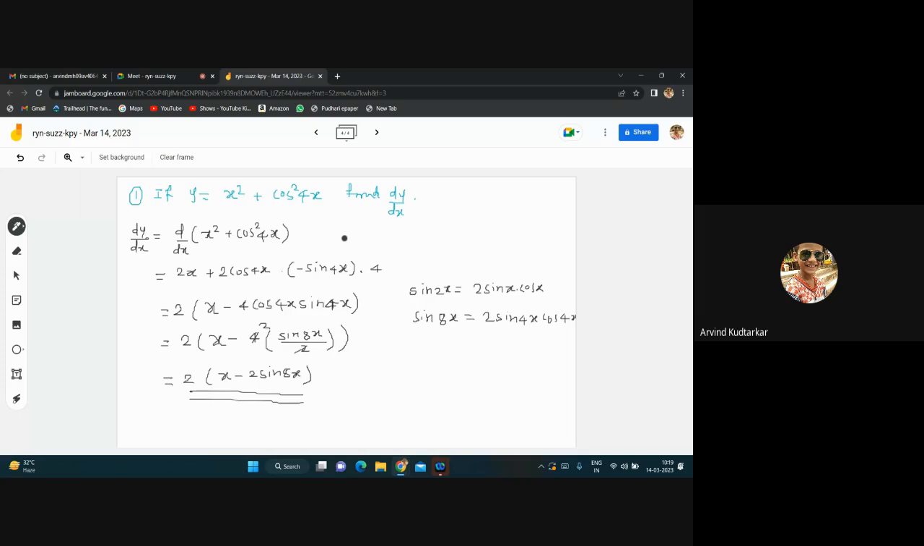So the next result is sec x. The derivative of sec x is sec x tan x. Before solving examples on differentiation, at least you should know the results. These are the simple functions to get their differentials. What is the derivative of cot x? It is minus cosec square x. The derivative of cosec x is minus cosec x into cot x.